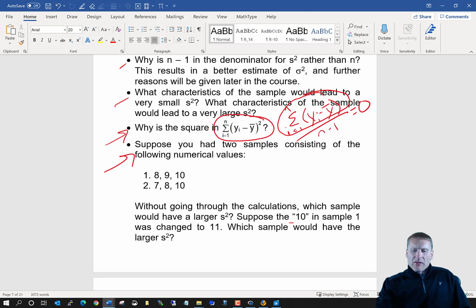Then let's say that the 10 in sample 1 was changed to 11. So maybe this was 11 now. Which sample would now have the larger S squared? Maybe neither of them. Maybe they're the same. Again, to get an intuitive understanding of what variability is, you need to think about why that is. In this particular case, the mean is going to be different for sample 1 and sample 2. But in the end, you will have the same variance, because all we're measuring is how far we are from that center value. Whether you have 8, 9, and 11, or maybe you have 80, 81, and 83, or you keep on going, the differences amongst them are still the same.